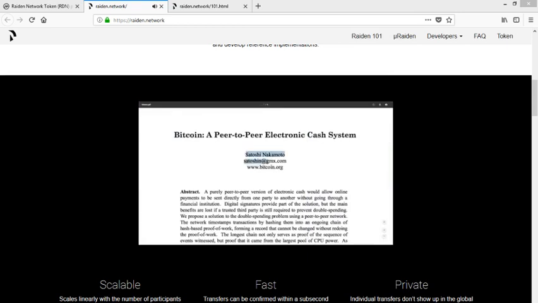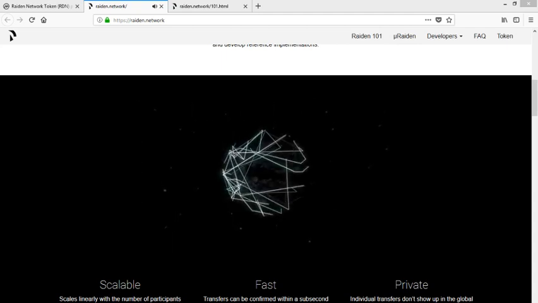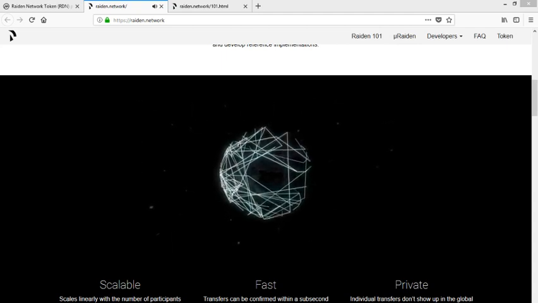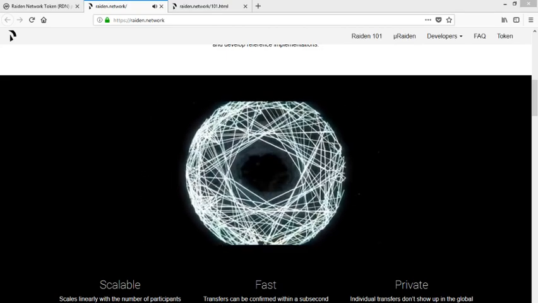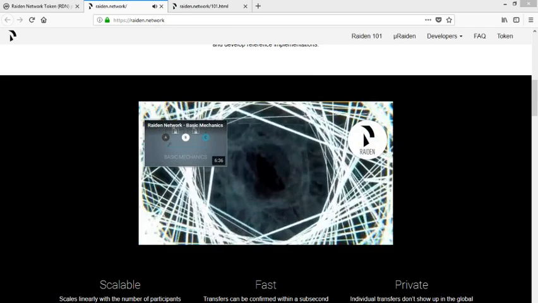The original idea of blockchains is to provide a purely peer-to-peer version of electronic cash. Our mission is to provide the technology which allows this vision to scale towards widespread adoption. If you want to learn more about the Raiden network, watch our next video or check out our website.